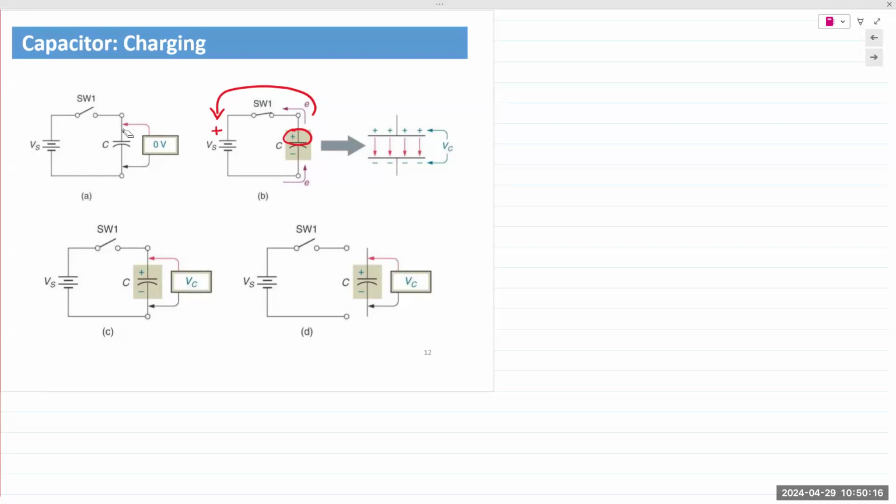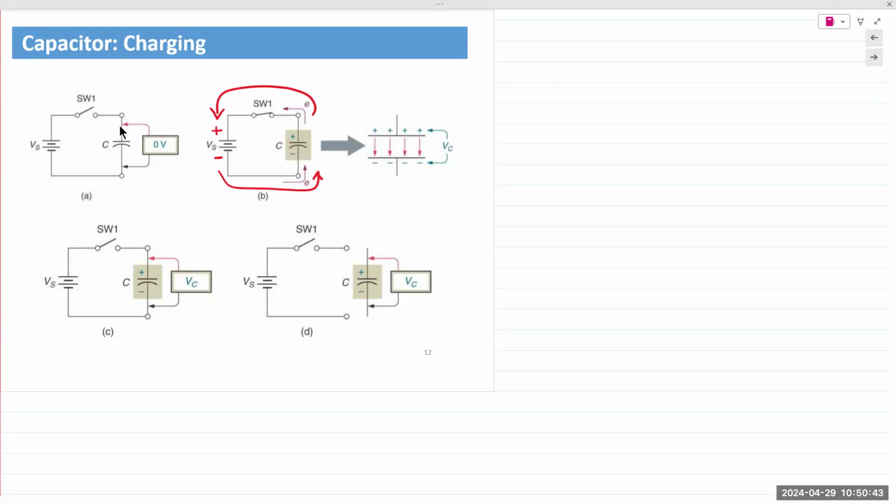At the other end, what happens is you have the negative end of the battery that repels the electrons. And so now electrons are being built up on the bottom plate of the capacitor. So for every positive charge that moves away from the top plate, you now have a negative charge building up on the bottom plate. And so here, again, the electrons are moving in a counterclockwise direction.